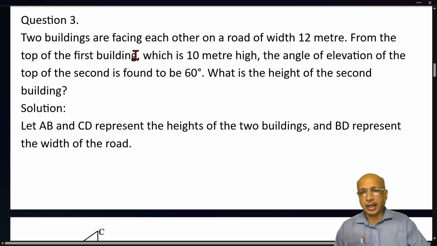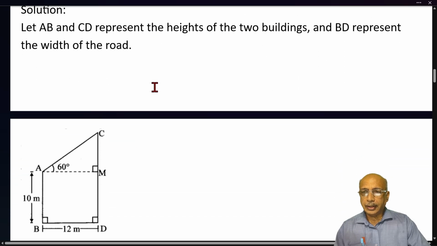Two buildings are facing each other on a road of width 12 meter. From the top of the first building, which is 10 meter high, the angle of elevation of the top of the second is found to be 60 degree. What is the height of the second building? Let AB and CD represent the buildings. AB is the smaller building with 10 meter height. CD is the taller building whose height we have to calculate. BD represents the width of the road, so that equals 12 meter, it is given.